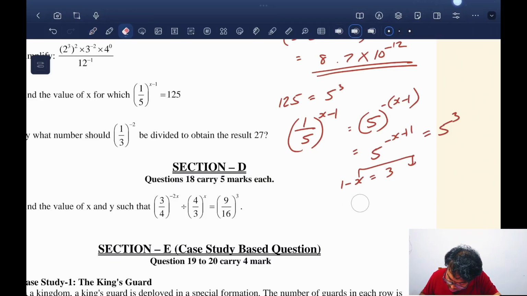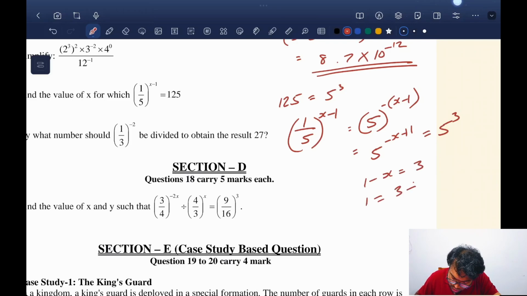Read, wait a second. So 1 minus x is equal to 3. Therefore 1 is equal to 3 plus x. Therefore x is equal to 1 minus 3. x is equal to minus 2.